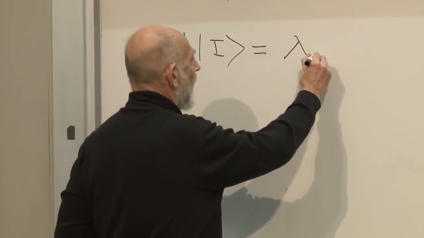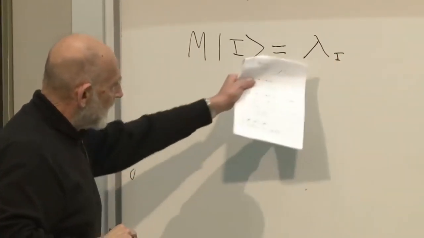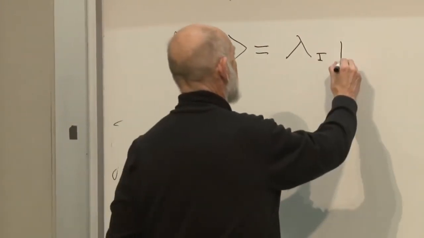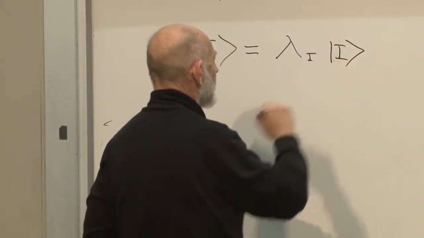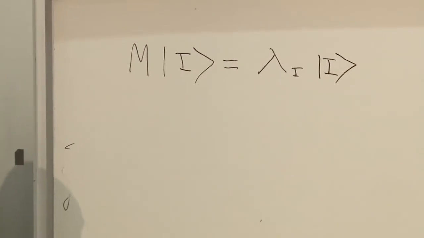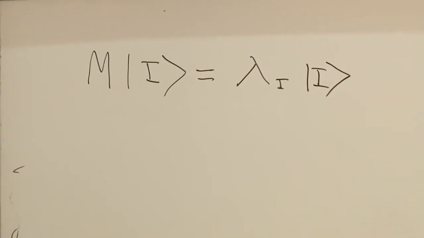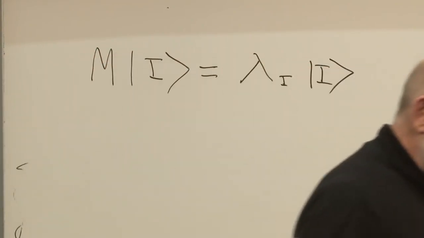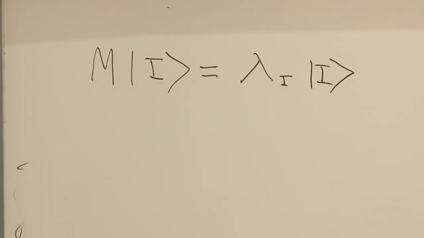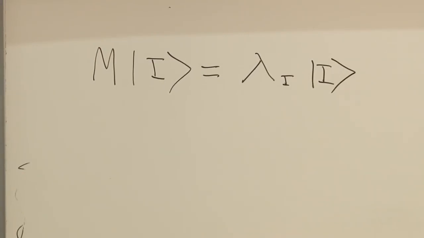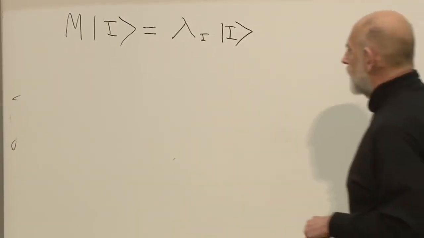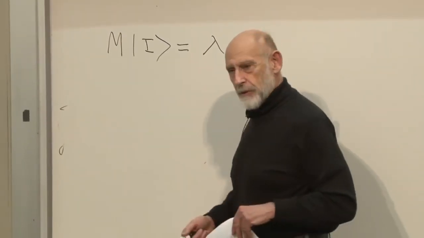Let's call it the ith eigenvector here. The eigenvalue is called lambda I, and it simply multiplies the input. Now, different eigenvectors of the same matrix will have different eigenvalues. That's the generic situation. If there are several eigenvectors, they will have different eigenvalues. However, the eigenvectors are not completely unambiguous.